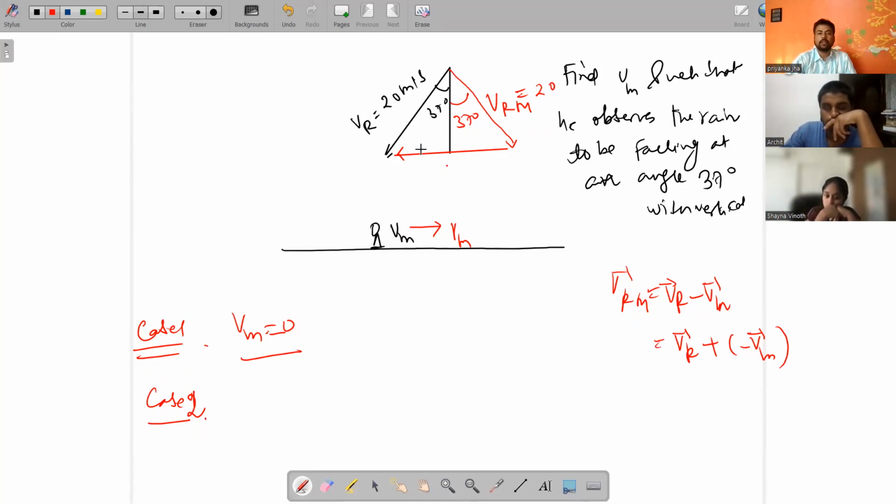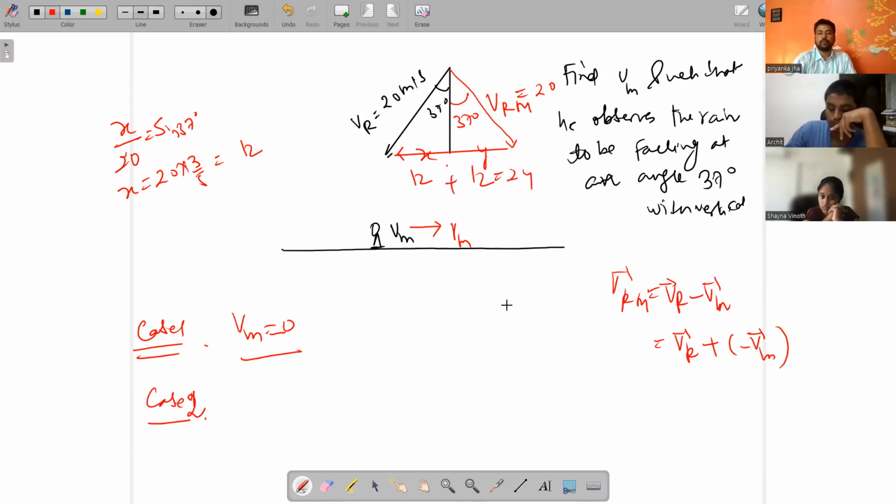See, this is your x and this is your y. So x upon 20 will be sine 37 degree, so x will be 20 into sine 37 degree. That is 12. So this is 12 and this is also 12, because this is 20, this is 37. So this would be 12 plus 12, 24. So the speed of man will be 24 towards the right. Understood, Pranay? Archit? Yes.